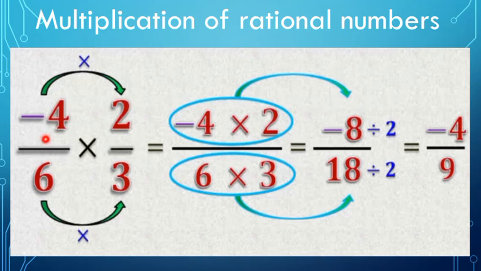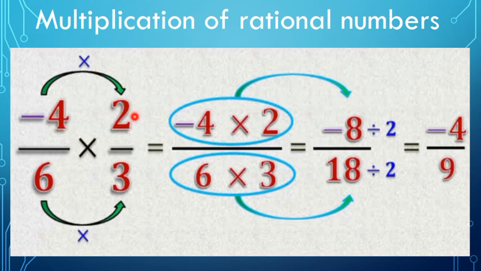Now, multiplication of rational numbers. Minus 4 by 6 into 2 by 3. How do you multiply rational numbers? So, you do simply like fractions, keeping this minus in hand. So, ignoring this minus sign, cancel this 4 and 6. 4 goes with 6, that is 2 by 3. And because of the minus sign, it is minus 2 by 3 into 2 by 3.